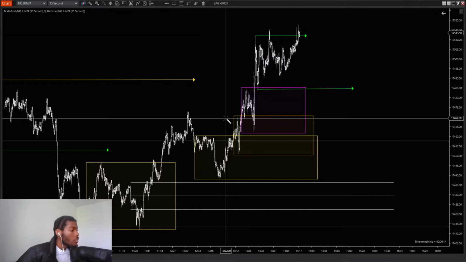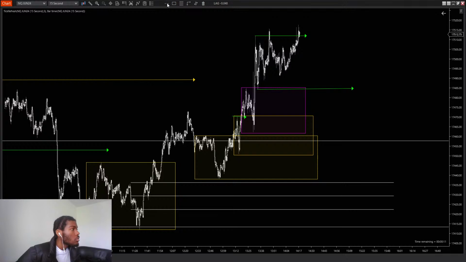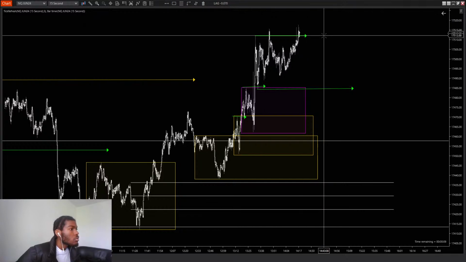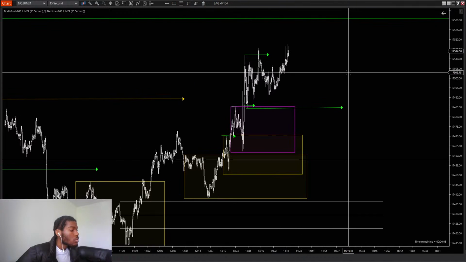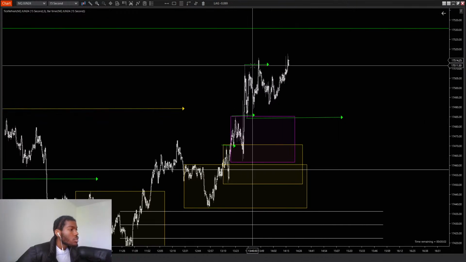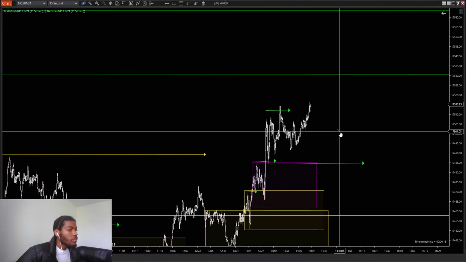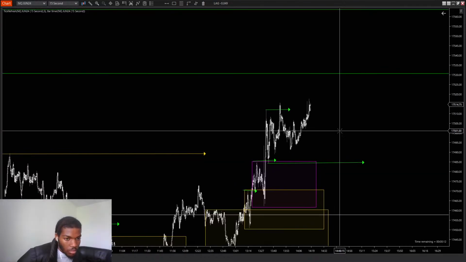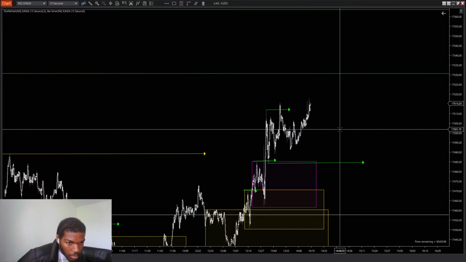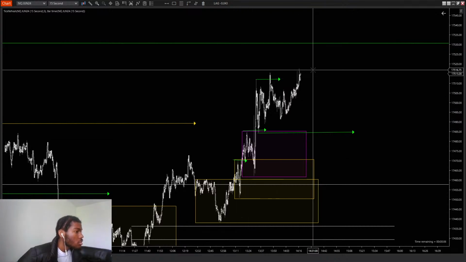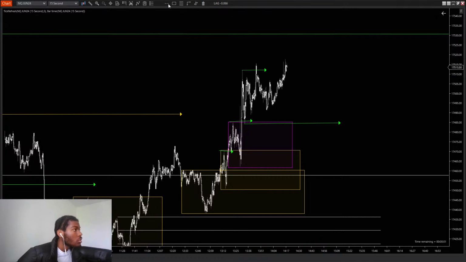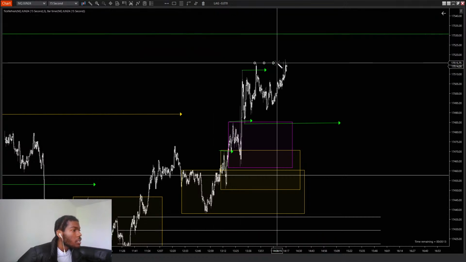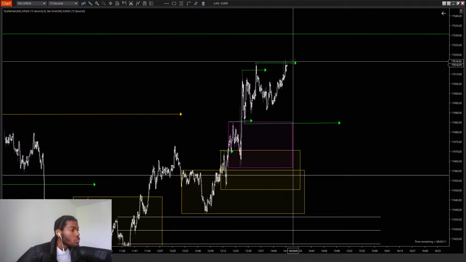Not only that, we have 1, 2, 3. We have 3 swings. When getting to the creation of our 4th swing, we're getting there.